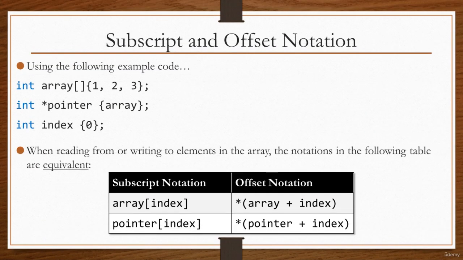A quick summary for you on the subscript and the offset notation. So I have this comparison in the table and have a note right at the top that says when reading from or writing to elements in the array, the notations in the following table are equivalent. Alright, so these two will give you the same result. Basically, it's just going to do some temporary offset. So you can either use the subscript notation or the offset notation using either the array name or the pointer name.